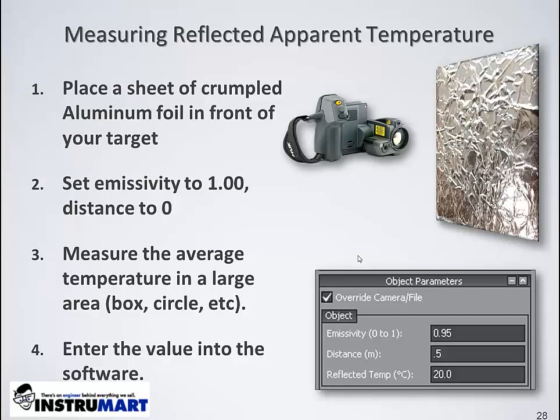The final thing I'm going to do is enter the reflected apparent temperature into the camera and/or the software. I've shown here in this slide an image of the object parameter menu from the analysis software that is included with the T420 Benchtop test kit. This menu contains the input locations for the overall image emissivity, the camera distance to target, and the reflected temperature.